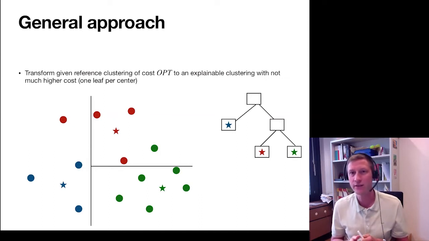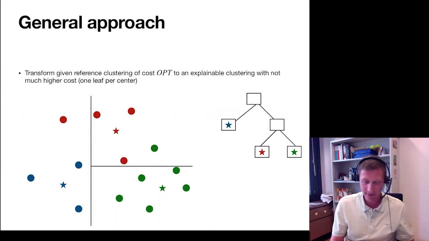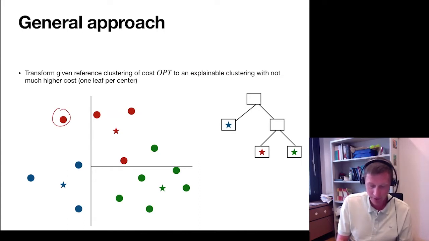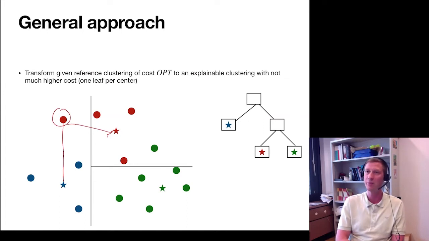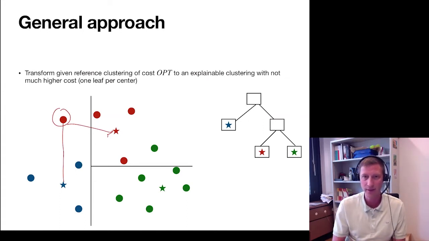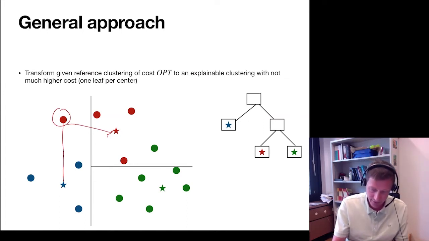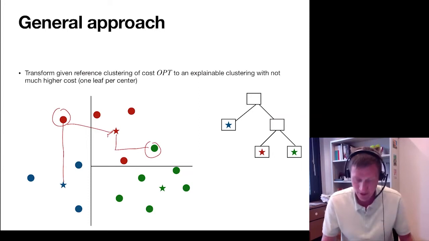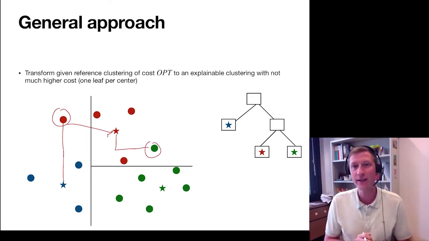Now, the cost increase comes from the fact that, for example, some points like this red guy over here got separated from his closest center. So now he has to pay a bigger cost in the explainable clustering when he goes to the blue center. Or this green guy here has to pay the cost for going to the red, which might be longer. Okay.